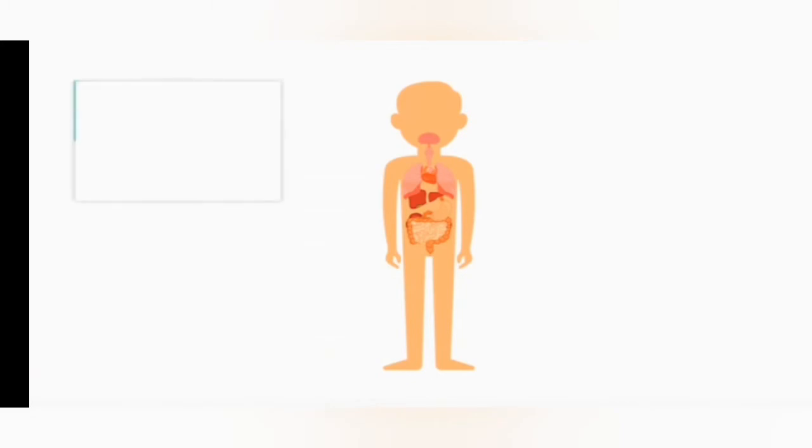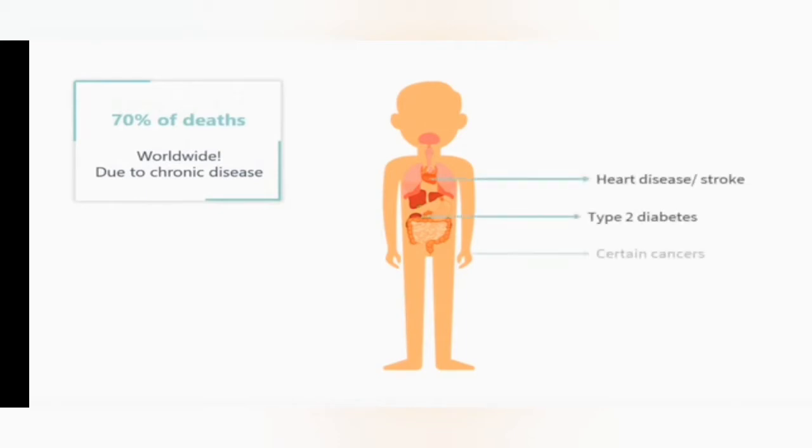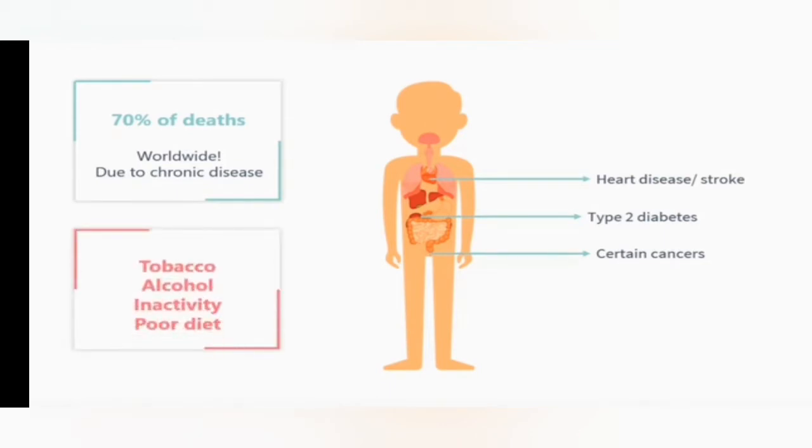So let's understand the system of the body. 70% of deaths worldwide are due to chronic diseases, very commonly heart disease, stroke, type 2 diabetes and certain cancers. The habits are tobacco use, alcohol, inactivity and poor diets. These habits disturb our digestive system.